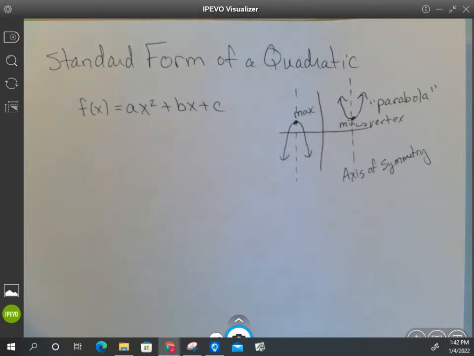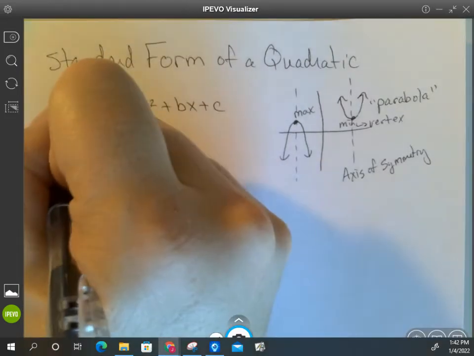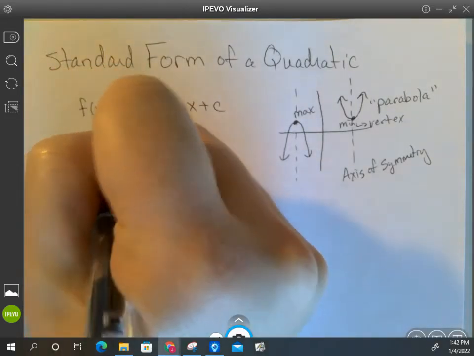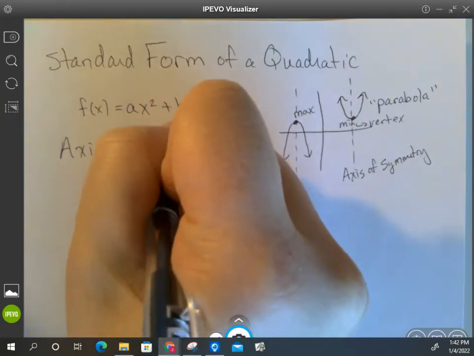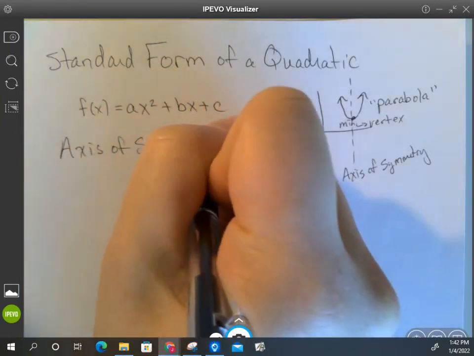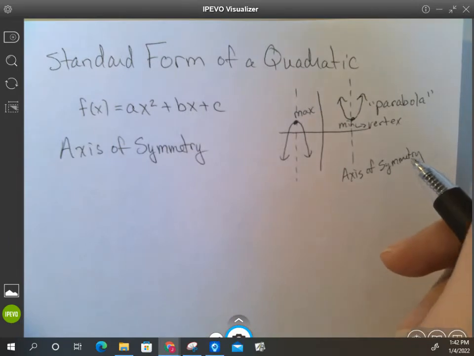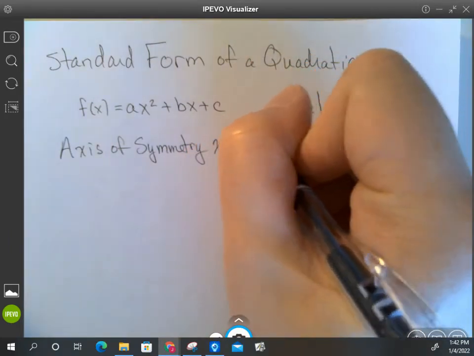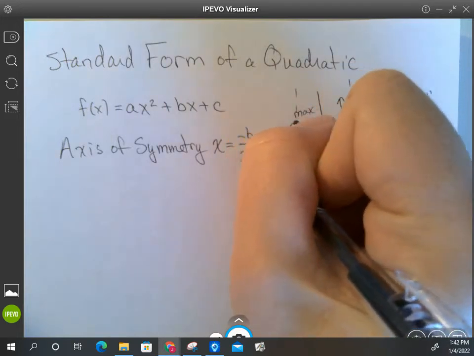Well, there it is. So in order to find the vertex, I'm actually going to start with the axis of symmetry. That's what you were rattling off back there, right? The axis of symmetry, we do want that x equals, though. X equals negative b over 2a.